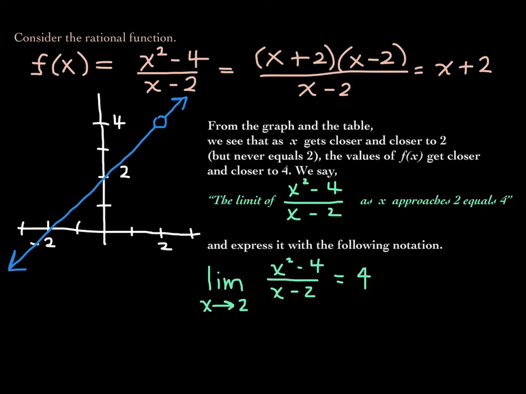And this is the notation. The limit as x approaches 2 of this rational expression, x squared minus 4 over x minus 2, is equal to 4. Okay, so this subscript is the value at which we are considering x values getting closer and closer to. 4 is the actual limit. Okay?